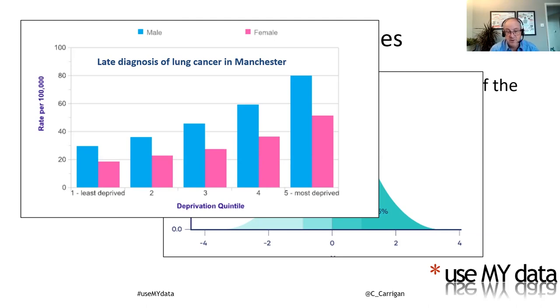It lets you look, in this case, at the effect of late diagnosis of lung cancer in Manchester, comparing the least deprived versus the most deprived, in men and women. Men is blue, women is pink. Sorry, formulaic, I know, but this is from, I think, one of the local Manchester reports. This is a way you can get a picture quite easily, quite quickly, but very impactful, just by taking data, chunking it into 5 groups, and then analyzing those 5 groups.